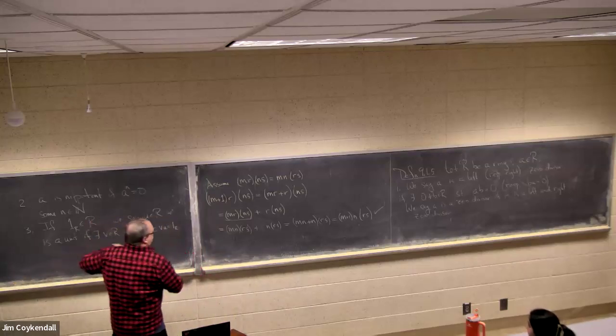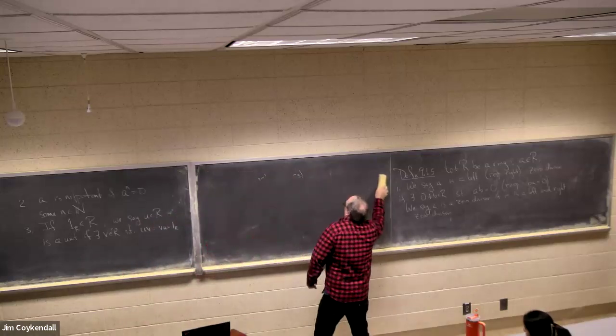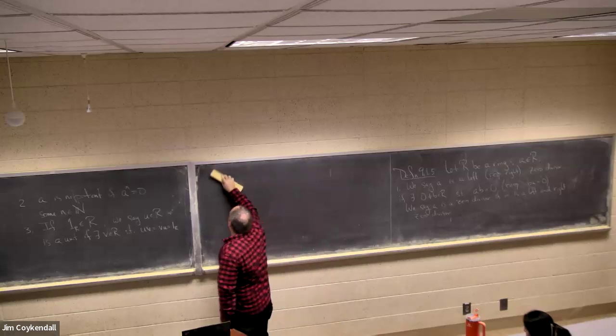So let's look at some examples here. Can anybody give me an example of a ring that has a non-zero zero divisor?